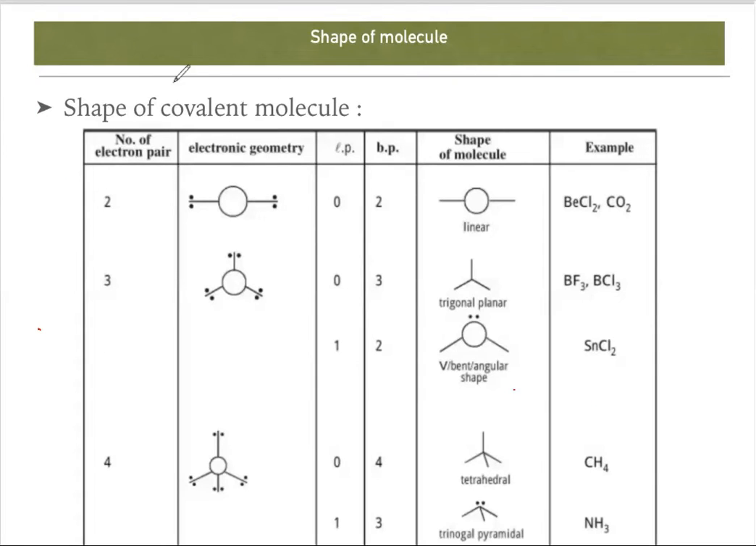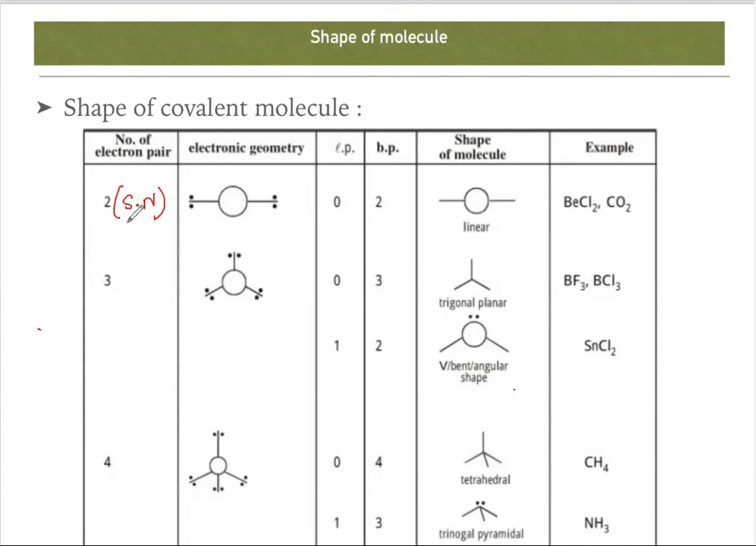Now let us talk about different molecules. We will go one by one and understand which are the bond pairs, which are the lone pairs, what is the actual geometry, and what is the actual shape of the molecule due to the presence of lone pairs. Number of electron pairs, you can think of this as your steric number.